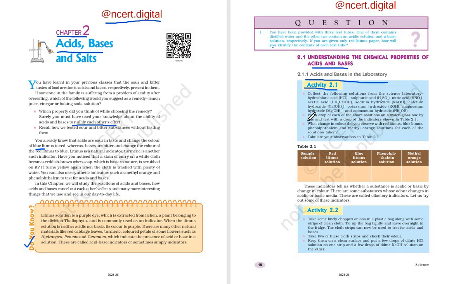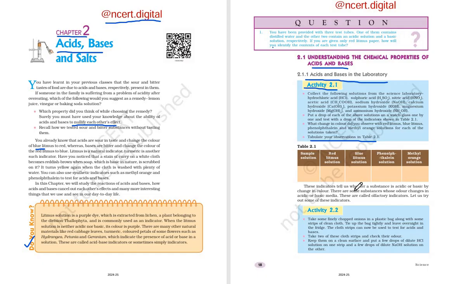Put a drop of each of the above solutions on a watch glass one by one and test with a drop of the indicators shown in Table 2.1. What change in color did you observe with red litmus, blue litmus, phenolphthalein, and methyl orange solutions for each of the solutions taken? Tabulate your observations in Table 2.1. Table 2.1. Solution: red litmus solution, blue litmus solution, phenolphthalein solution, methyl orange solution.